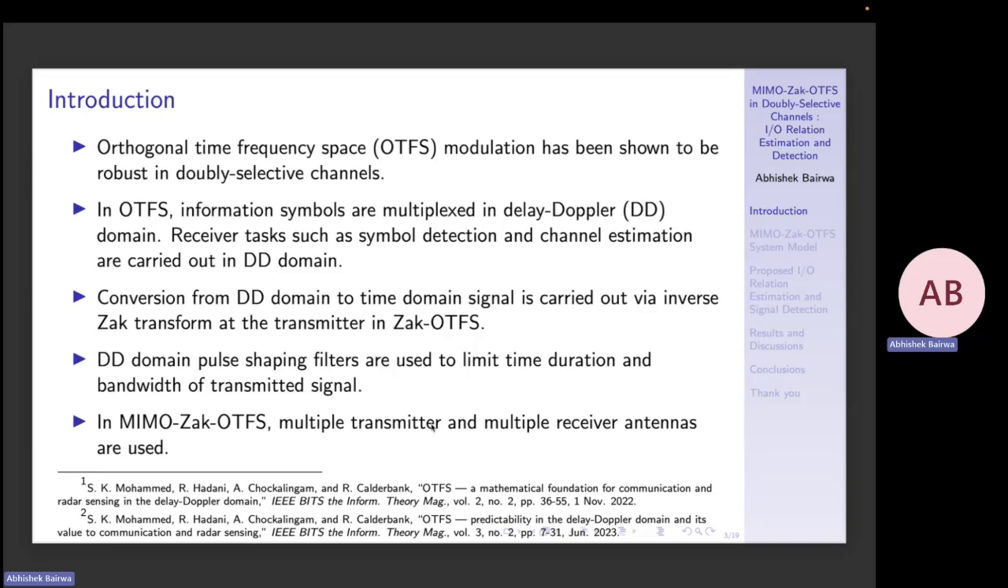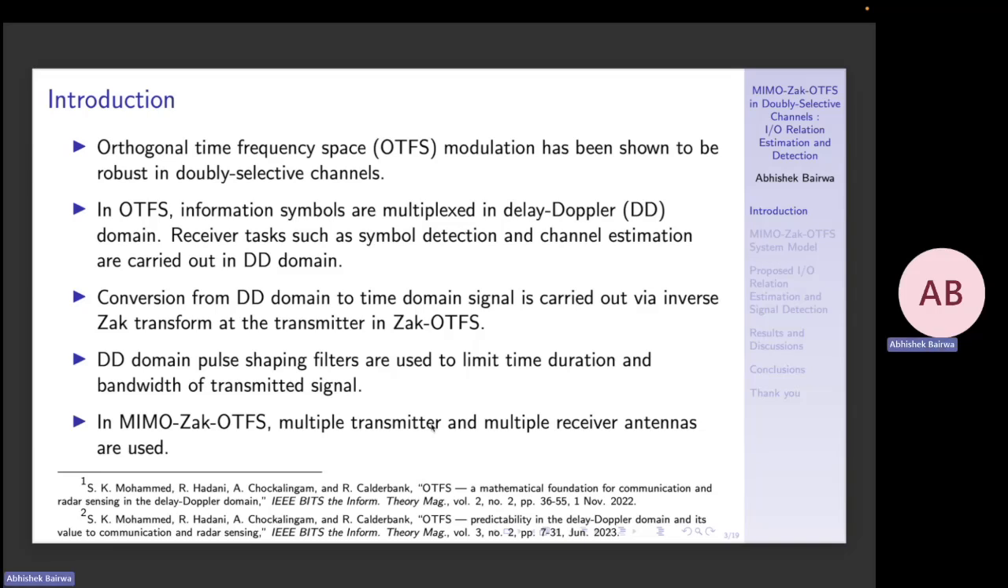OTFS modulation has been shown to be robust in those doubly selective channels. In OTFS, information symbols are multiplexed in delay Doppler domain. Receiver tasks such as symbol detection and channel estimation are carried out in delay Doppler domain. Conversion from delay Doppler domain to time domain is carried out via inverse Zak transform at the transmitter in Zak-OTFS. Also in Zak-OTFS, DD domain pulse shaping filters are used to limit time duration and bandwidth of the transmitted signal. Choice of these filters play a vital role in the effectiveness of estimation and detection schemes, as we will see.